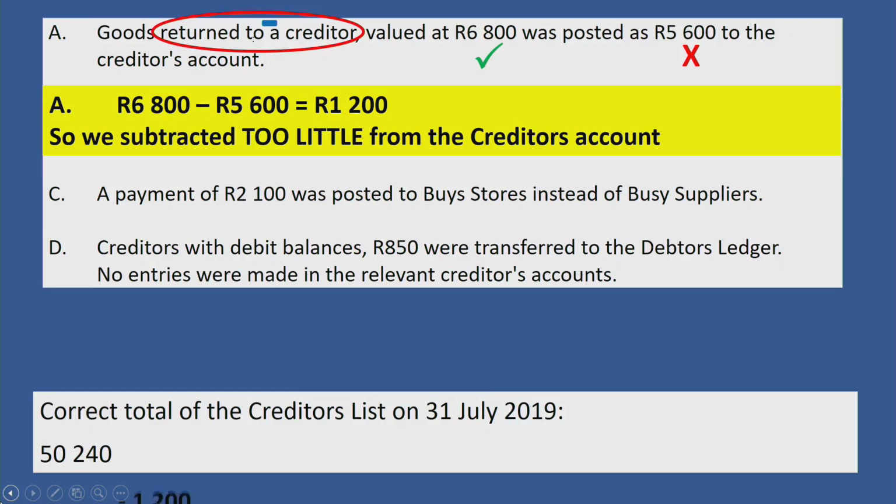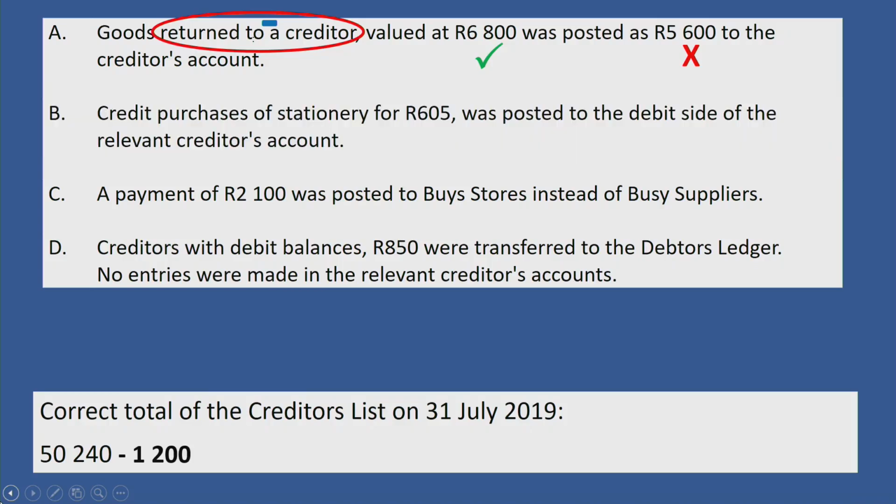Look at the bottom. There's the answer. We must minus another 1,200 from this creditor. I hope that helps. Remember, again, it's saved. It will be available online, and you can then go over this at your own pace. And please do that.